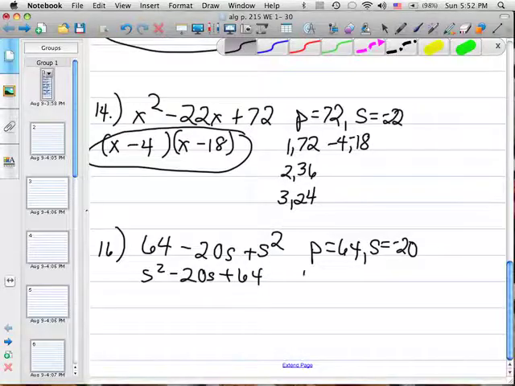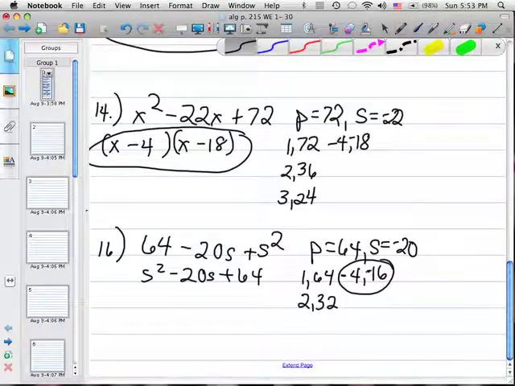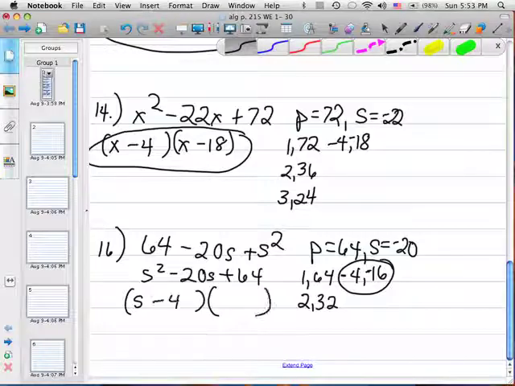So the factors of 64, 1 and 64 do not work. 2 and 32. 3 doesn't go in. 4 goes into 64 16 times. Those are the two I want, but they both have to be negative. So if I do it this way, it'd be s minus 4 and s minus 16.